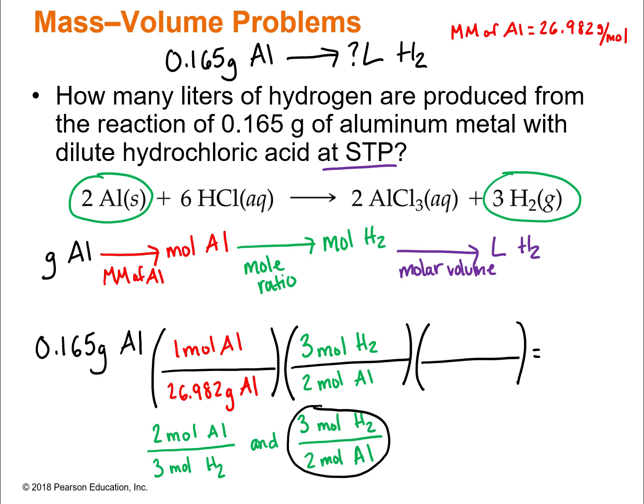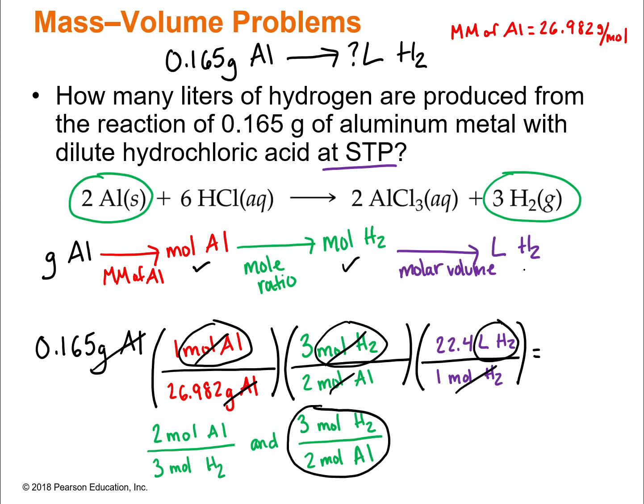Then we have to put in our conversion with molar volume. Make sure that your units line up with what you need. Grams of aluminum cancel. We're left with moles. Moles of aluminum cancel. Left with moles of hydrogen gas. Moles of hydrogen cancel. We're left with liters.